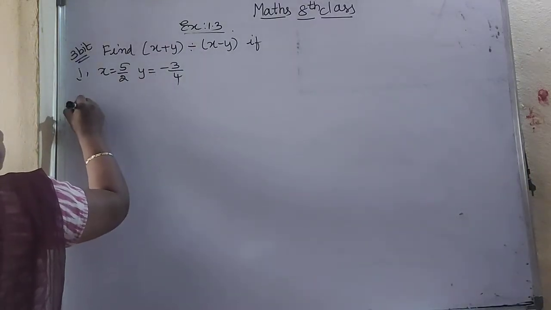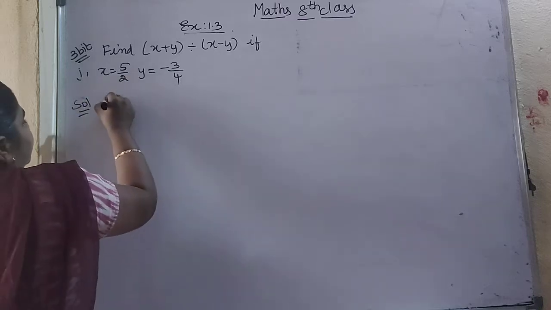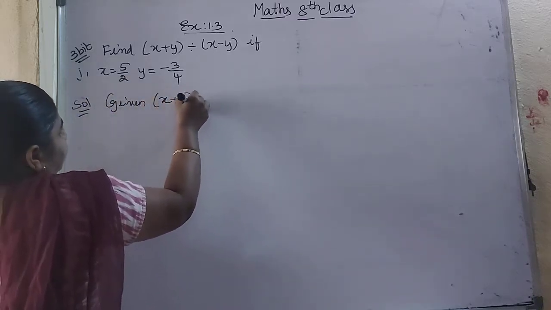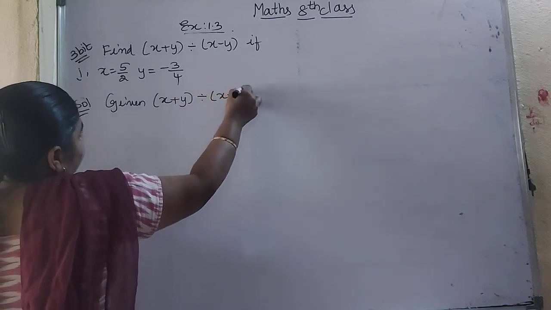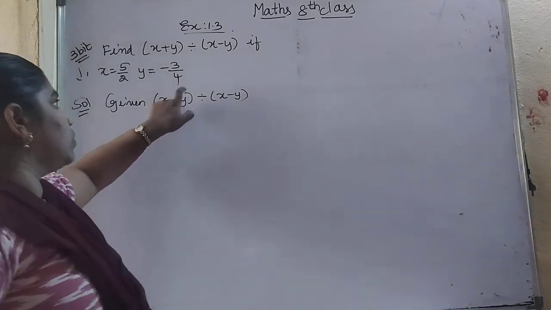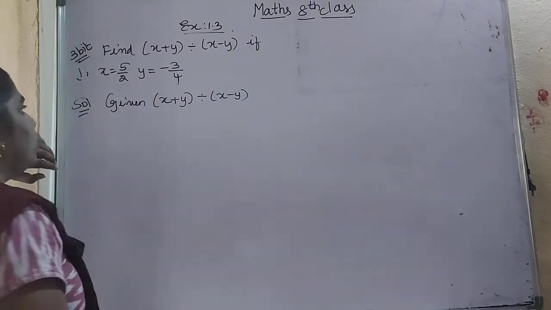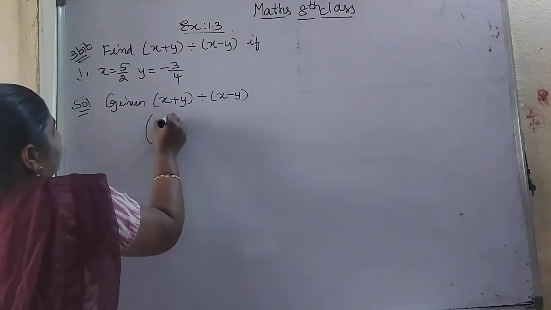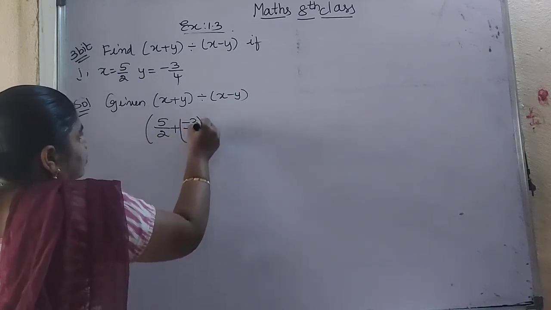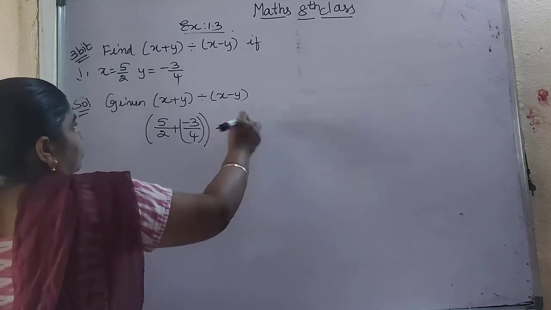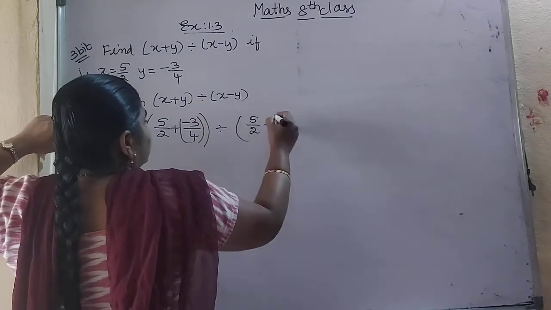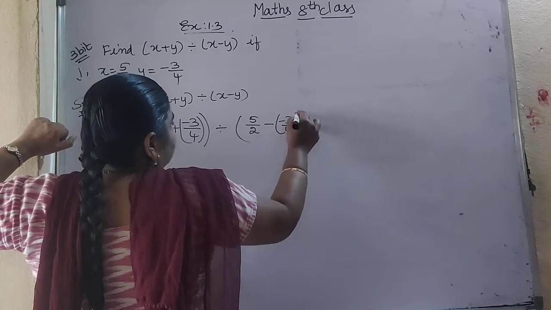So here is the solution. The given expression is x plus y divided by x minus y. In place of x we substitute 5 by 2, and in place of y we substitute minus 3 by 4. So it will be 5 by 2 plus minus 3 by 4 divided by x value 5 by 2 minus y value minus 3 by 4.